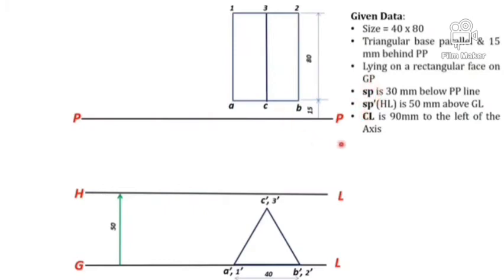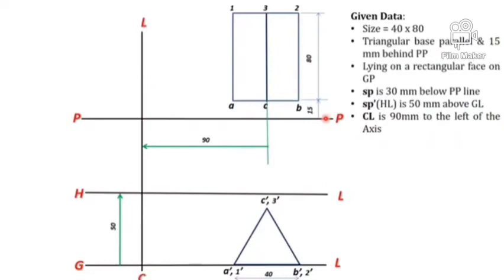For that, first you mark the center line. The center plane is 90 mm to the left of the axis of the prism. So this is your axis of the prism. You can draw the center line 90 mm to the left of the axis, that is this point. Now on this center line you can mark the station points front view and top view. Station point top view is 30 mm below the picture plane, that is this point, and the meeting point of HL and CL will give you the station point front view.